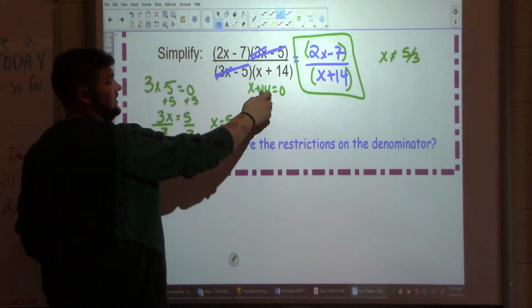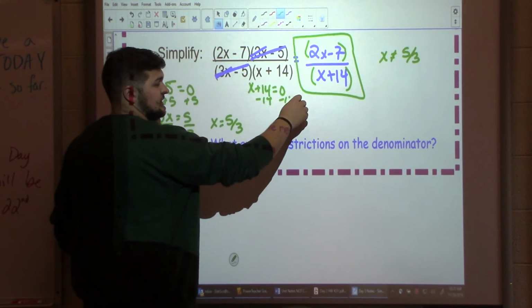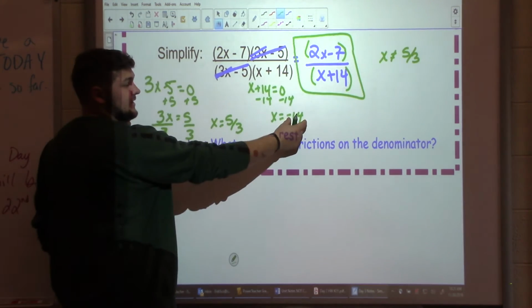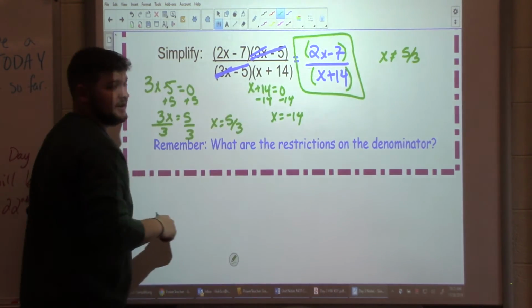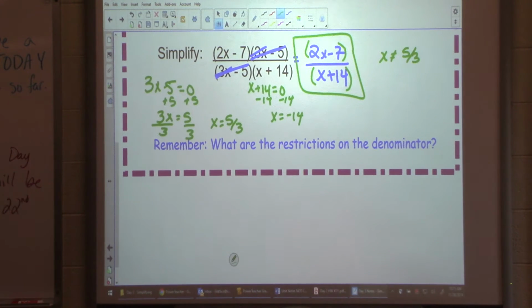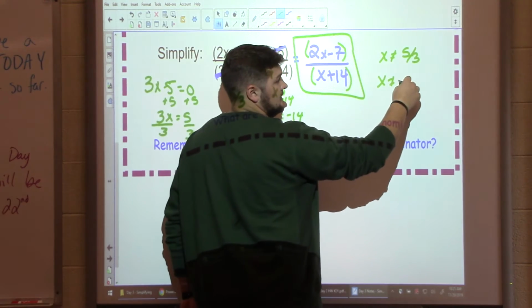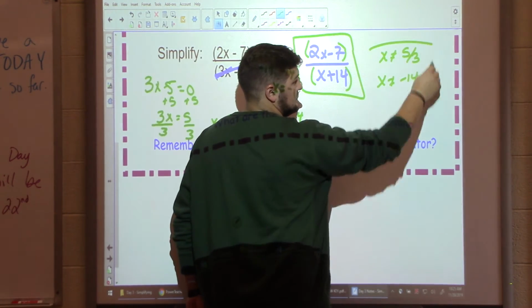X plus 14 equals 0. Same thing, subtract 14. X equals negative 14. If I plug negative 14 into this part, it's going to equal 0. We can't have that. So that's my other restriction. X cannot equal negative 14.